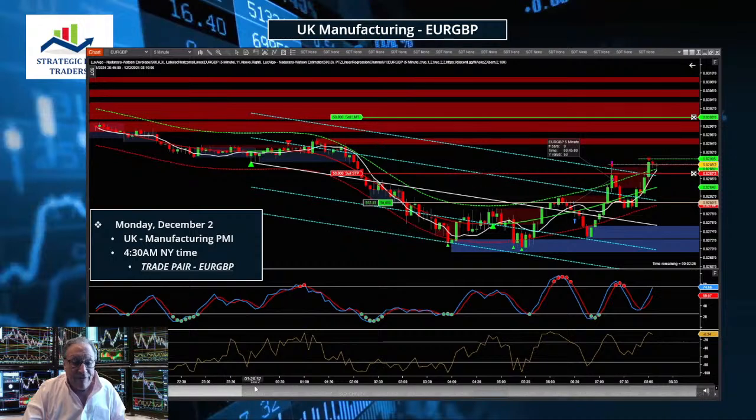This is also not my favorite pair to trade because it has a little bit of a wide spread, but certainly nowhere near as wide as some of the Asian, South Pacific currencies, Australian dollar, New Zealand dollar. Sometimes those spreads get pretty wide.